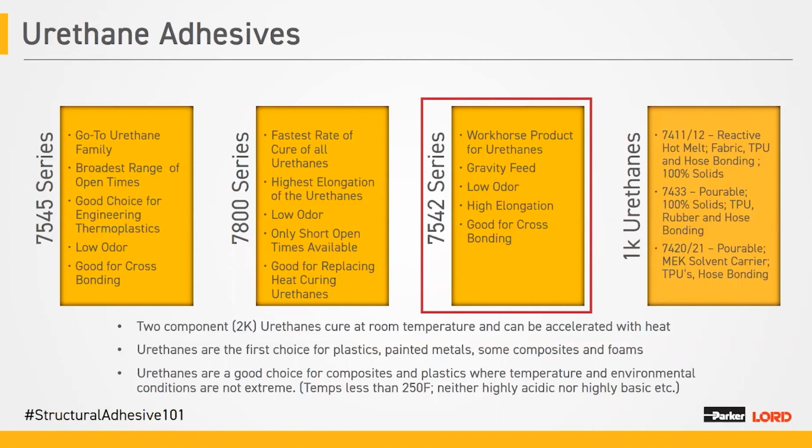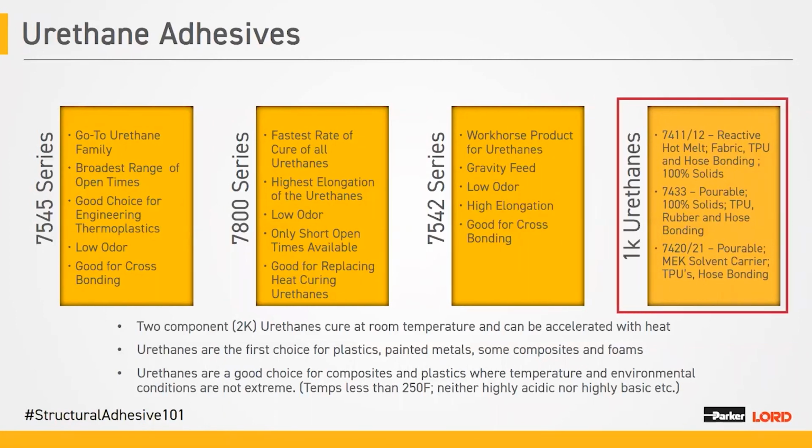It's a gravity feed, so it offers lower cost of implementation with respect to capital purchase. You don't need transfer pumps to pump the material when it's used in bulk. It does have a high elongation and is good for cross bonding. Lastly, I'd like to talk about a couple of specialty products in our 1 component or 1K urethanes, 7411 and 12. This is a reactive hot melt like type material designed for bonding TPU or thermoplastic urethanes and hoses.